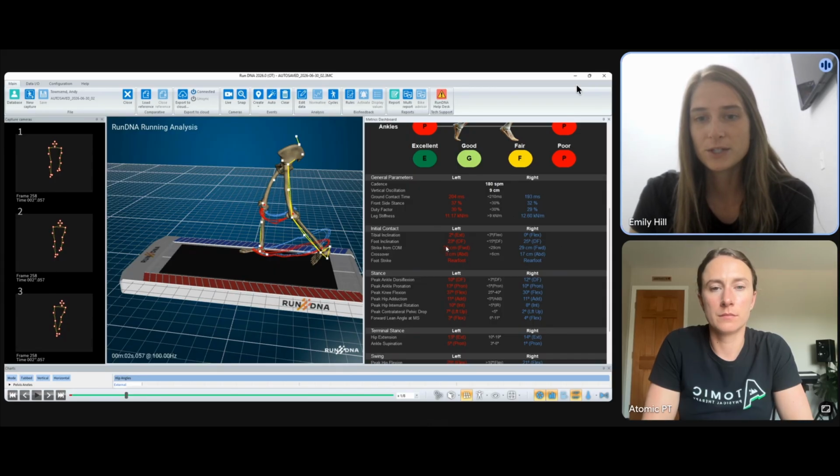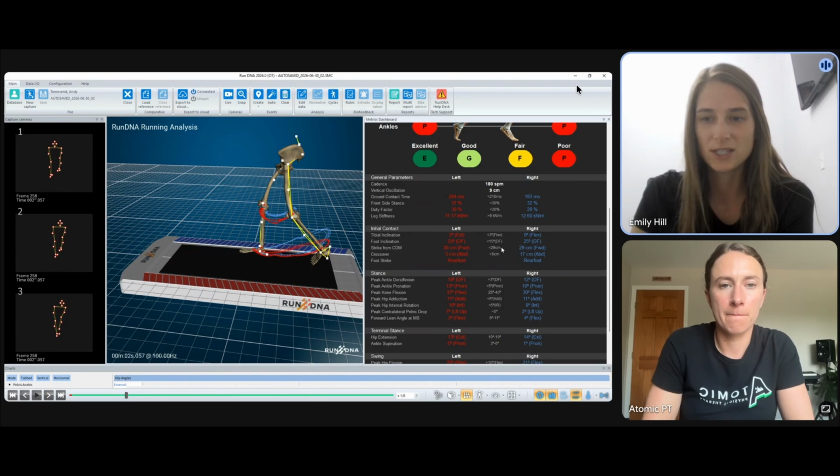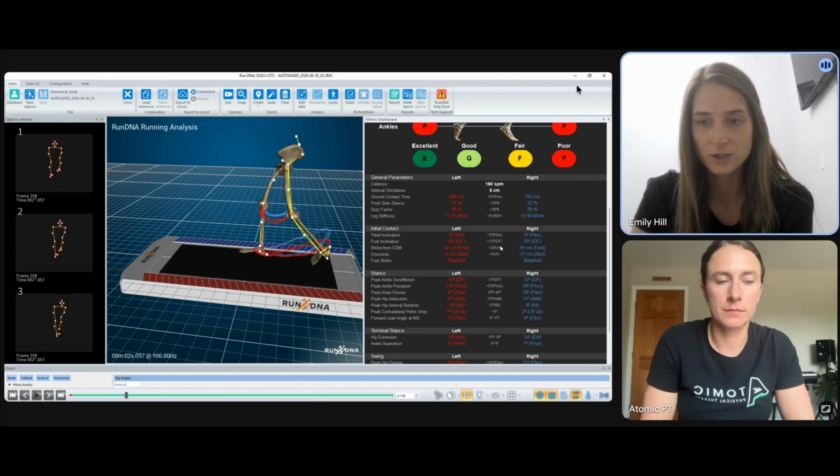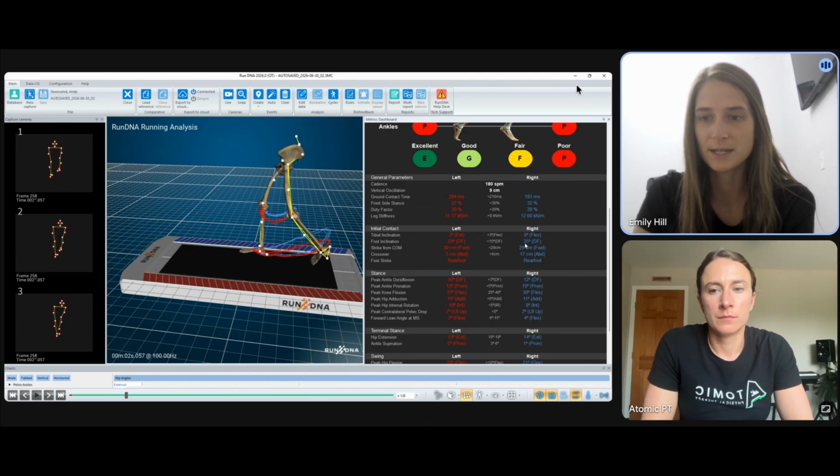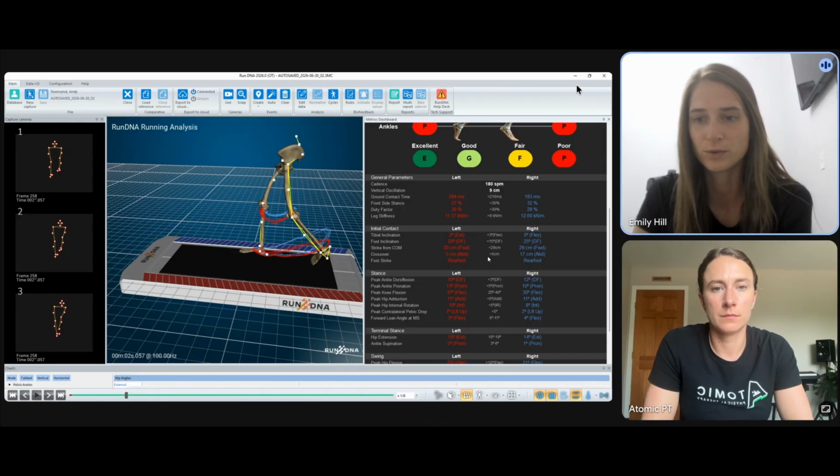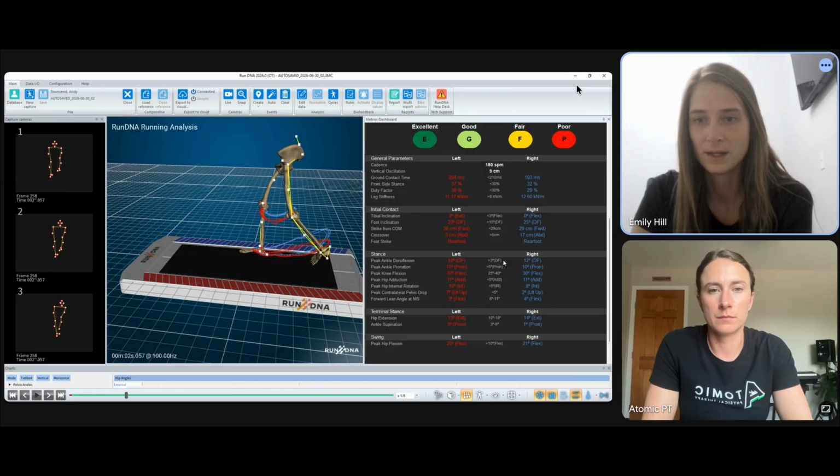The next thing that we'll look at is strike from center of mass. So ideally we want this to be less than 29 centimeters. That's just how far in front of your center of mass your foot is landing. 29 centimeters on the right and 30 on the left. So just a touch further than we'd like on the left, but overall looks pretty good there.